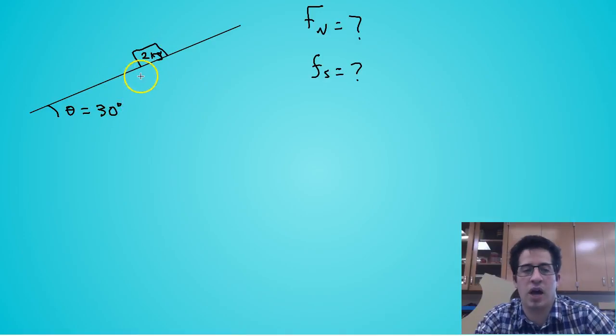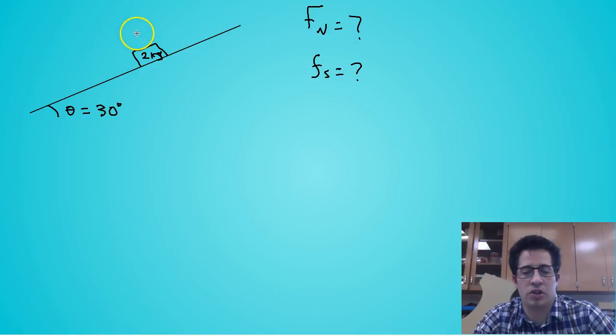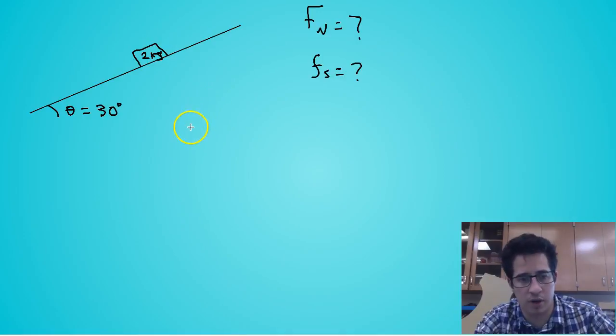So we want to figure out how hard friction is having to push to keep it on the ramp, and how hard the normal force is pushing it to prevent it from falling into the ramp. So the first thing we're going to do is draw a free body diagram.